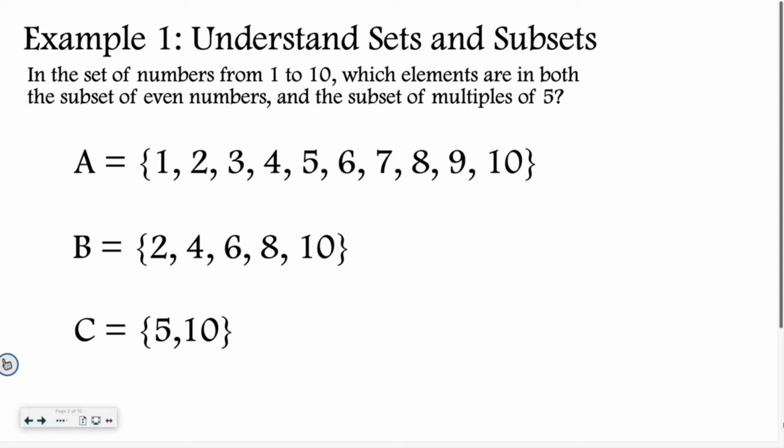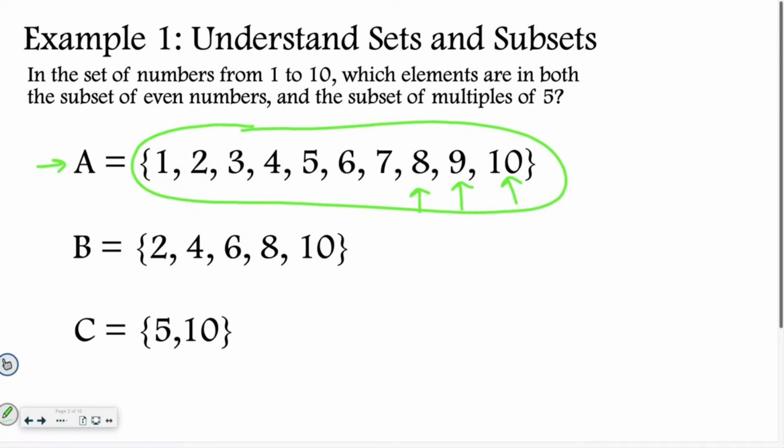So if we look at this example, in the set of numbers from 1 to 10, that means all of the numbers between 1 and 10. In this case, we are just talking about integers, whole numbers, so none of the decimals. So A, right here, is our set of numbers 1 to 10. Which are elements, so vocab word, each of these numbers is considered an element in the set. So the whole thing here is a set, and then each individual number is an element, okay? So a set is the whole thing, an element is each individual thing.